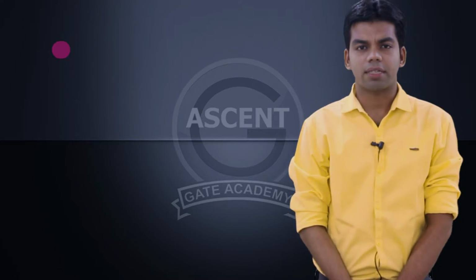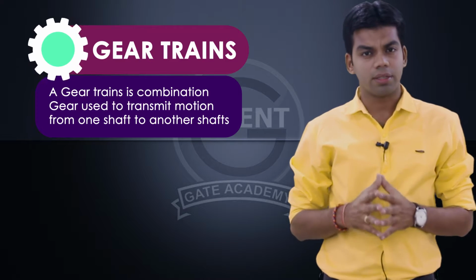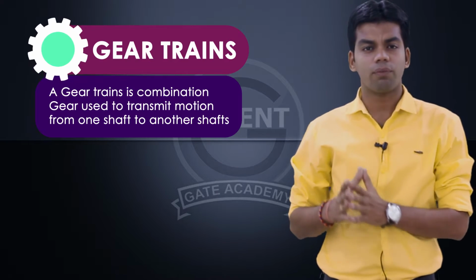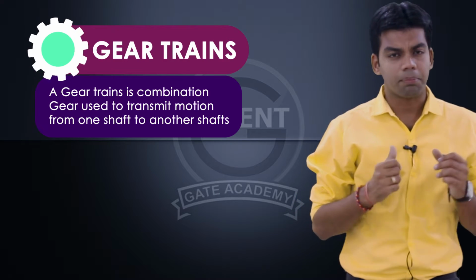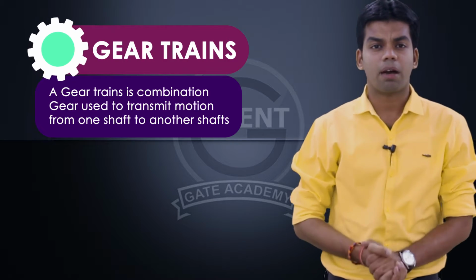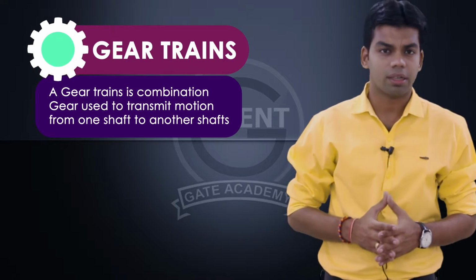Now coming to the gear trains. Now what actually are the gear trains? Gear trains are the combination of gears which are used to transmit power from one shaft to other shaft. When several gears are combined together in order to transmit power from one shaft to other shaft, then that particular assembly is known as the gear train.